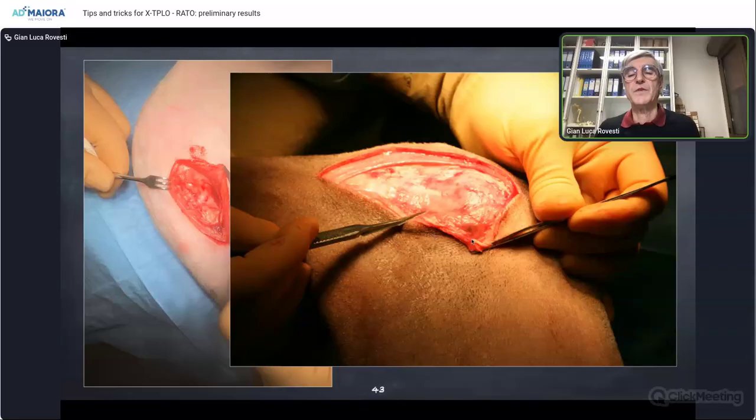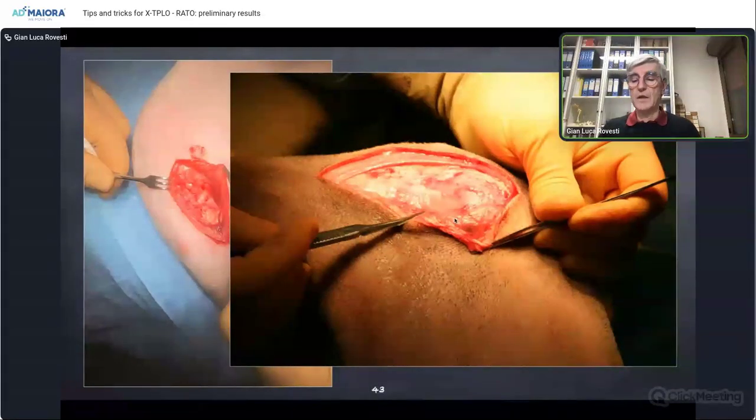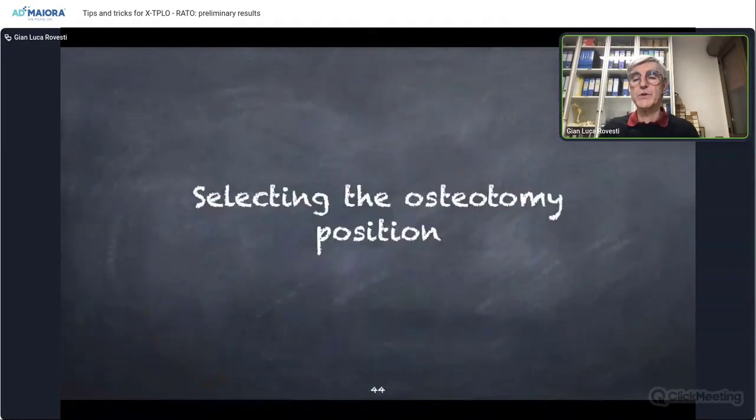This is a human definition. The first structure that we should always be able to recognize is the medial collateral ligament. I hope you can see it here. Sometimes it's barely visible because of this fibrous structure, the medial buttress, that is fibrous tissue, very common in patients with chronic disease of the stifle. So we should be able to recognize it, and we should be able to select the osteotomy position.